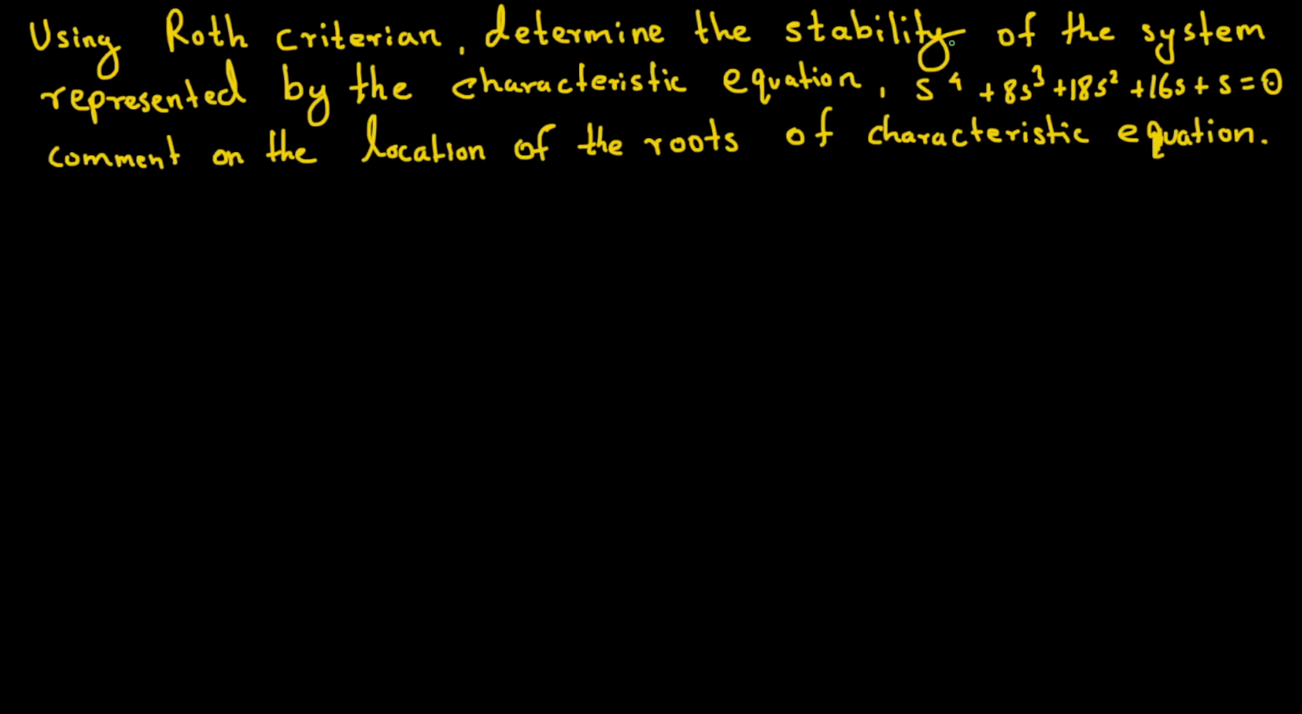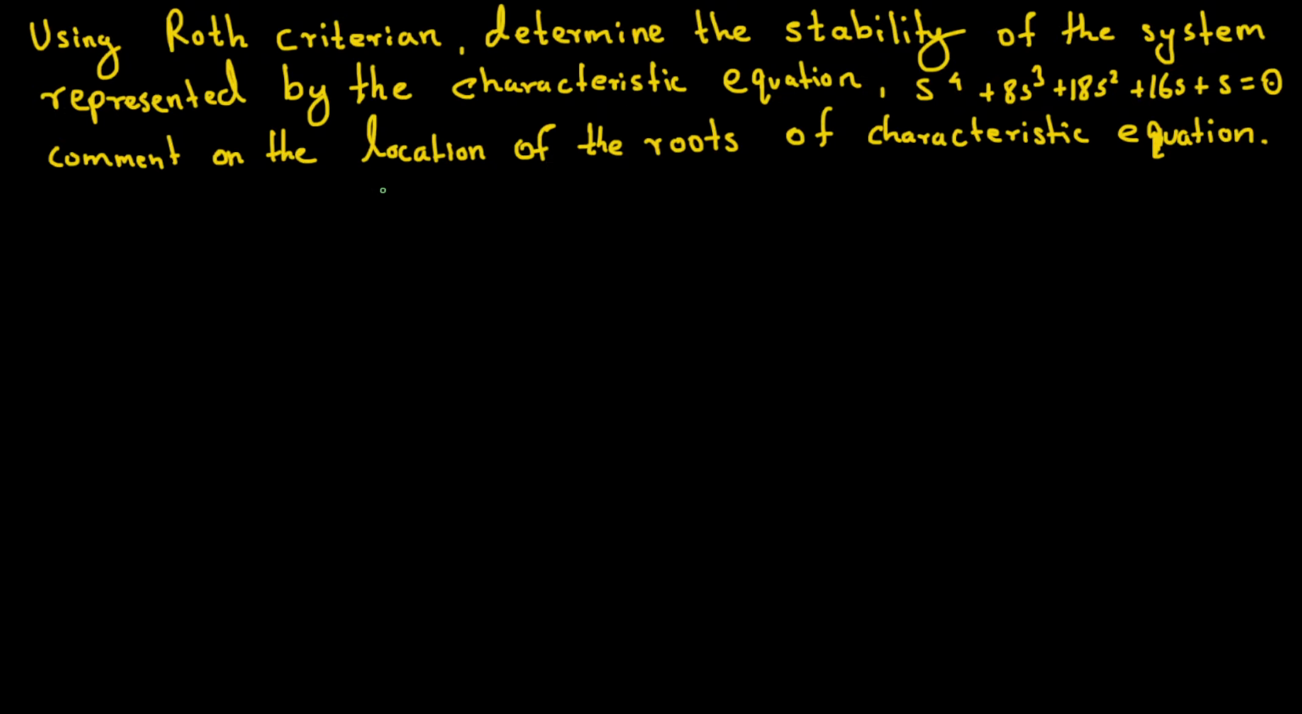Here's the question: determine the stability of the system represented by the characteristic equation s^4 + 8s^3 + 18s^2 + 16s + s = 0. Comment on the location of the roots of the characteristic equation. So the question is asking us to determine the stability of the system, and also to comment on the location of the roots.